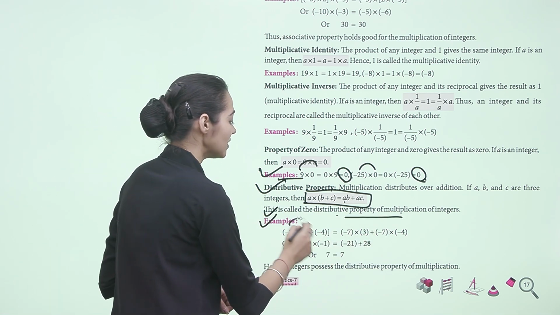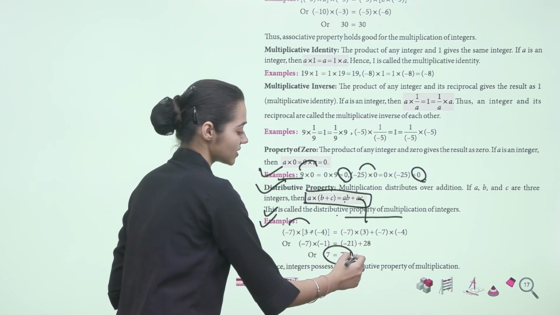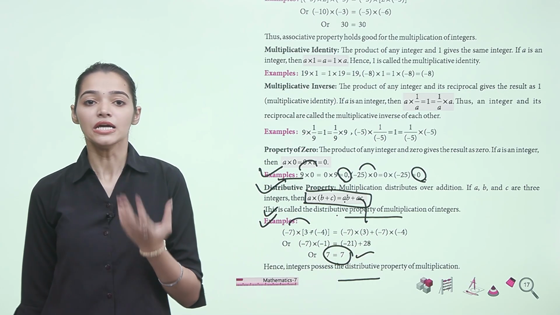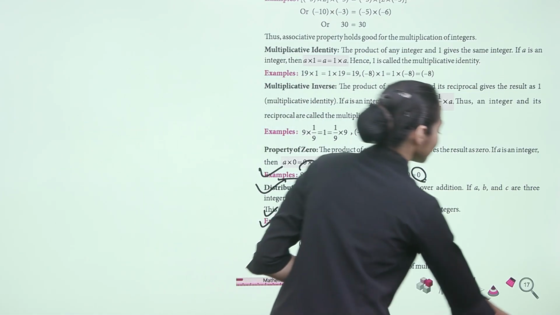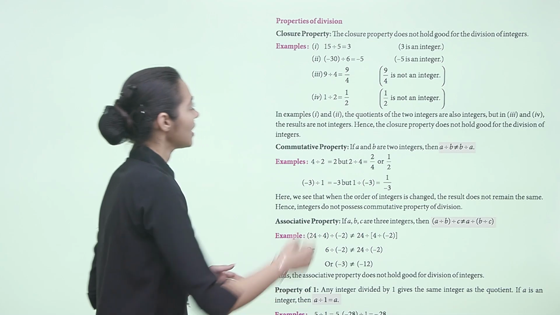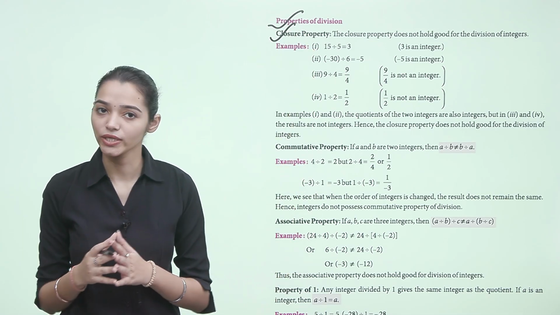For example, when we apply the left hand side and then the right hand side of the formula, we get our same answer, that is 7. So that means it holds true for the distributive property of multiplication. Now next is our properties of division. Let's look at the closure property.